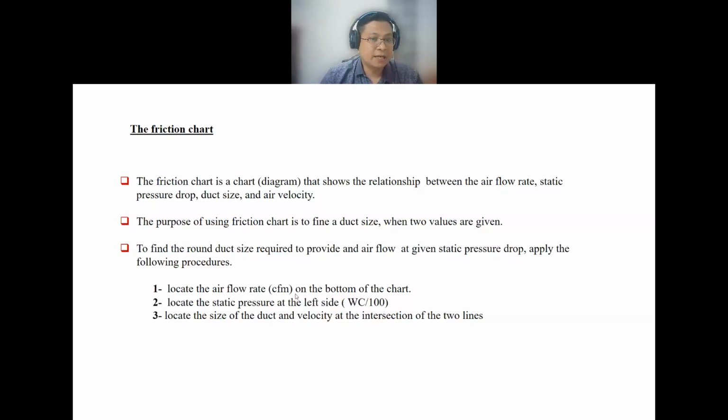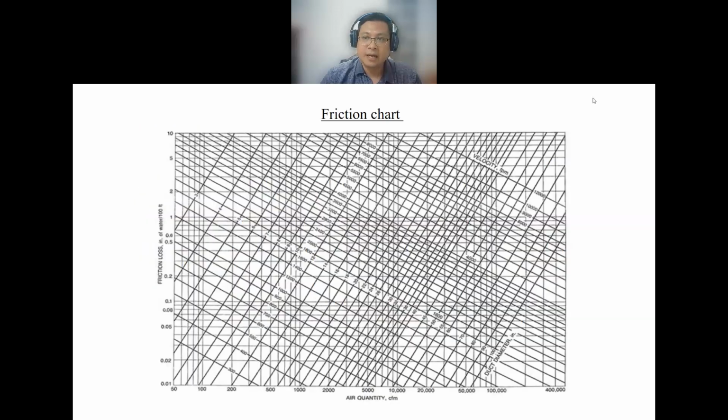To find the round duct size required to provide an airflow at a given static pressure drop, apply the following procedure. Okay, how to plot? Locate the airflow rate in the unit CFM at the bottom of the chart, and locate the static pressure at the left side, inches of water column per 100 feet. Locate the size of the duct and velocity at the intersection of the two lines. So we will get the proper size of the duct. Okay, let's check. Have you seen the friction chart before?